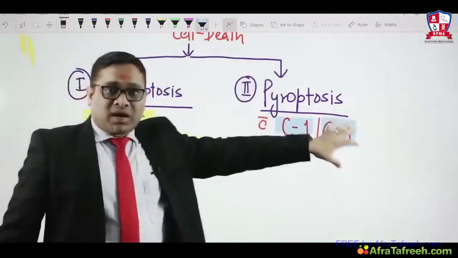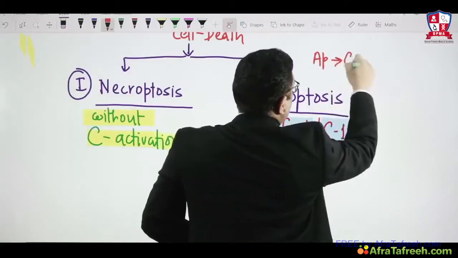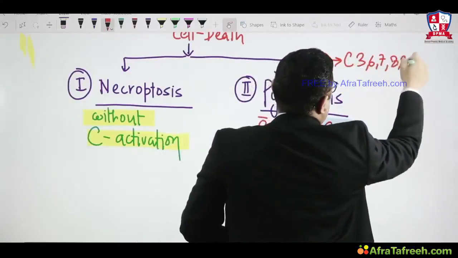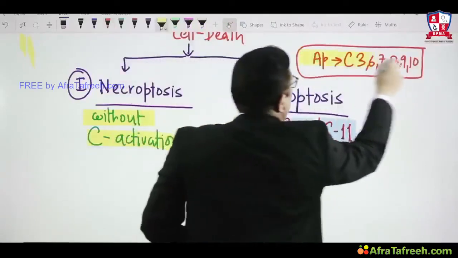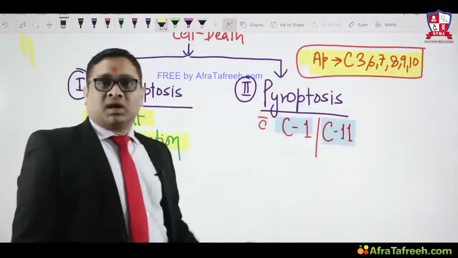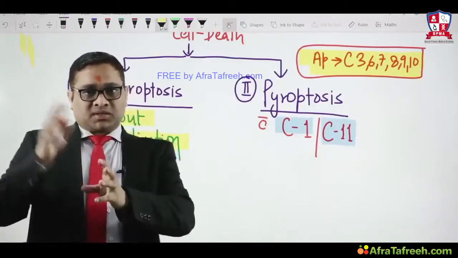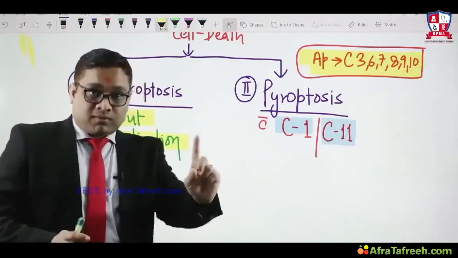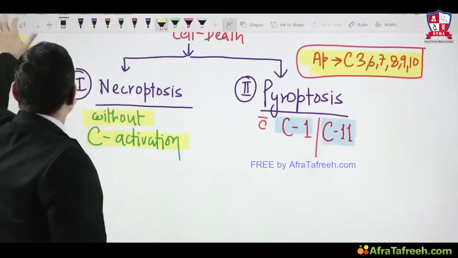Pyroptosis involves caspase 1 and 11, and if you remember, just now we have discussed, so I am writing here, in apoptosis which caspases were involved. If you remember, caspase 3, 6, 7, 8, 9, 10. So these were the apoptosis caspases. Always keep that in your mind. In apoptosis, the caspases were different. In pyroptosis, it is caspase 1 and 11. So first we have to understand that programmed cell death without caspase is necroptosis. Programmed cell death with caspase activation is pyroptosis if the caspase is 1 and 11. That is important, right? Now we will discuss necroptosis first.